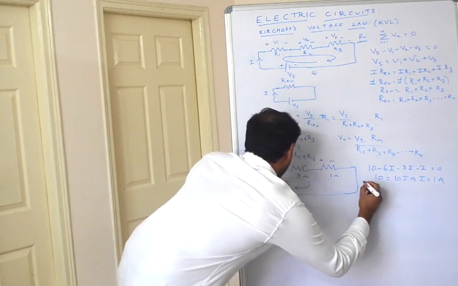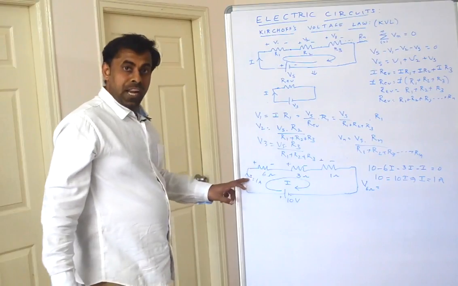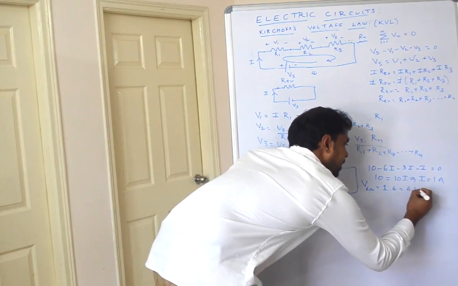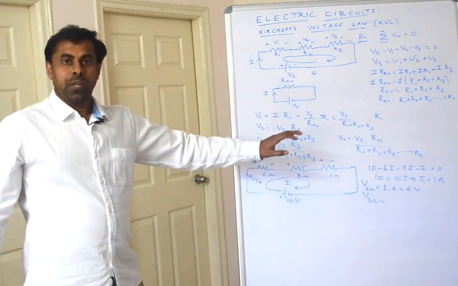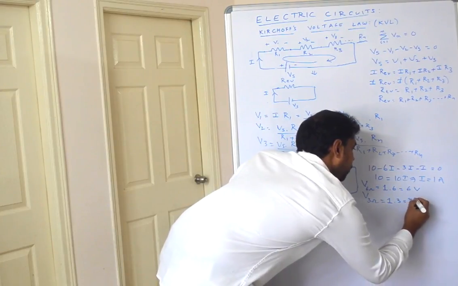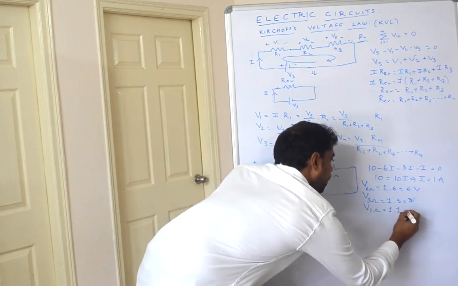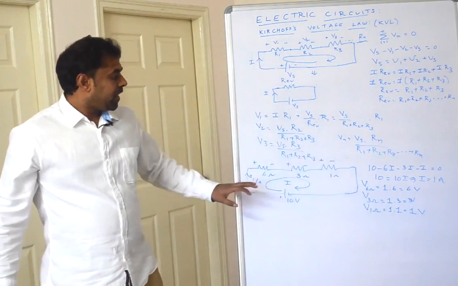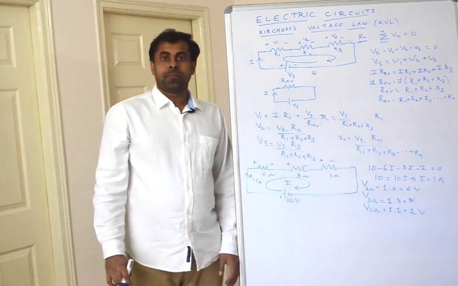Next, what is the voltage across 6 ohms? It is nothing but I into 6. I is 1 ampere into 6 ohms, so it will be 6 volts. What is the voltage across 3 ohms? It is nothing but current into resistance. Current is 1 ampere into 3 ohms, so it will be 3 volts. Next, what is the voltage across 1 ohm? It is nothing but current into resistance. Simply, you can calculate the current in the loop as well as the voltage across each and every element. Thank you.